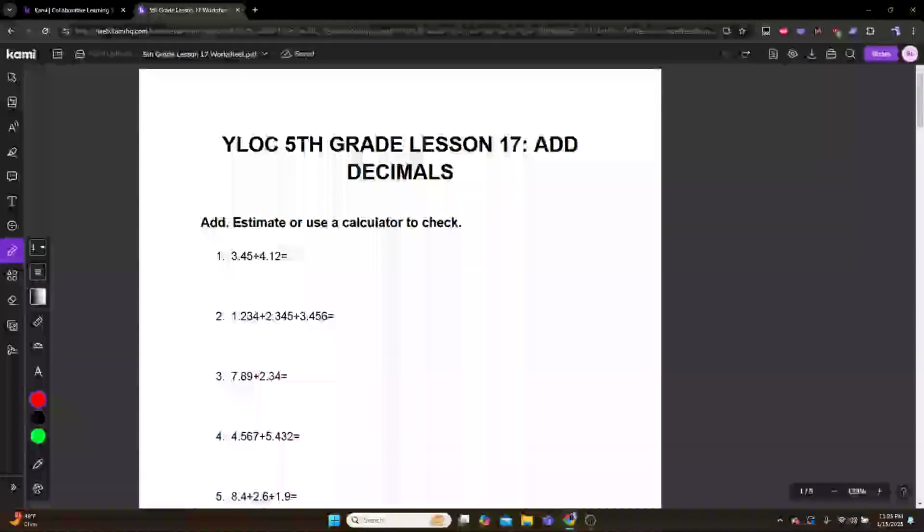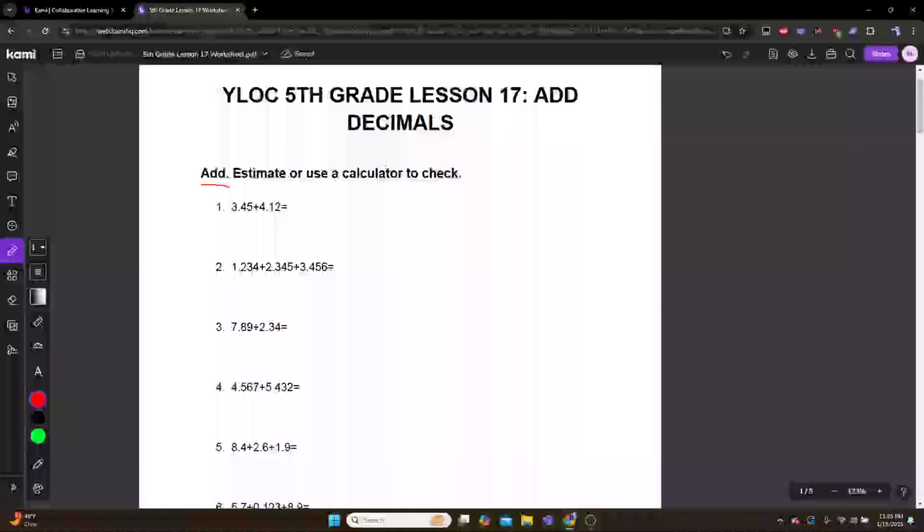Today we're going to be doing YLOC 5th grade lesson 17, add decimals. So, add, estimate or use a calculator to check. Number 1, 3.45 plus 4.12.